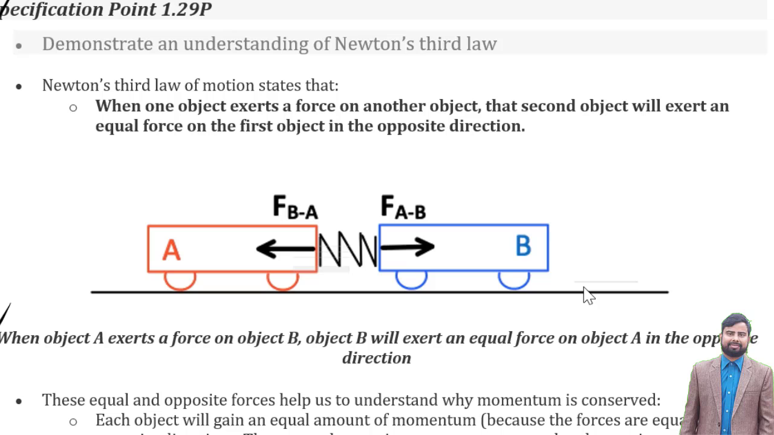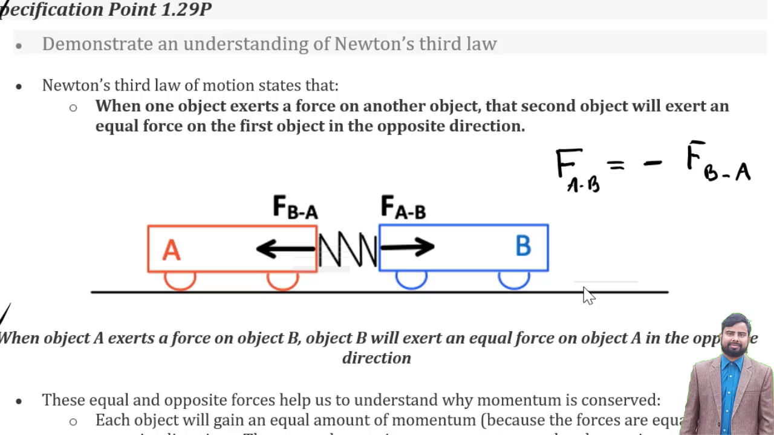So F A to B is equal to F B to A, but with a minus. Why this minus sign? Because the minus sign indicates that the force B to A acts to the left, or opposite to the force given by object A to object B.